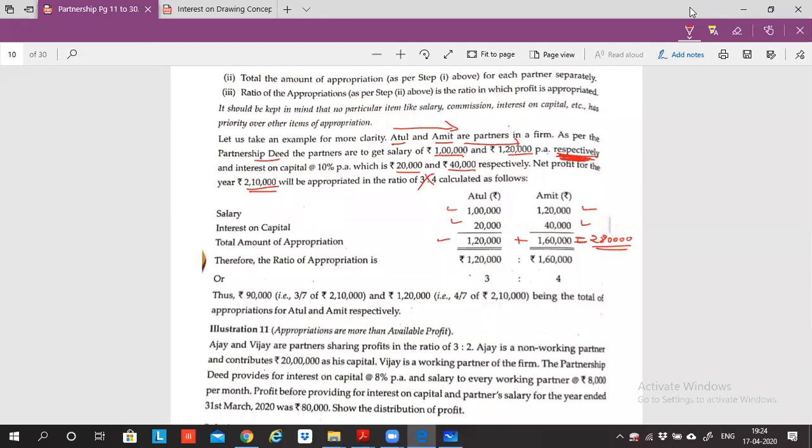How much profit do you have to distribute or pay? 2,10,000. So can I say my profit is less than the amount available for distribution? Yes, sir. Now what you have to do is take the total of this amount, 1,20,000 and 1,60,000, and you have to do the ratio. You know how to do the ratio?